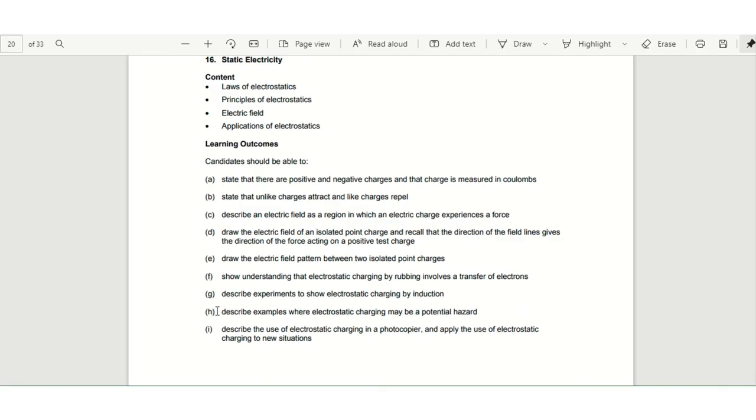All right, so I've gone through part G, so let's go on to part H. In part H, what you need to know is to describe examples where electrostatic charging may be a potential hazard. One of them is lightning. Lightning is basically a buildup of electrostatic charges and it is dangerous. Another example is when we are pumping petrol or flammable liquids. These pipes will always need to be grounded or earthed, so as to get rid of the static charges that may build up. The reason is that electricity is a source of ignition.